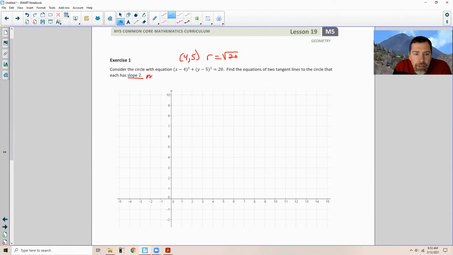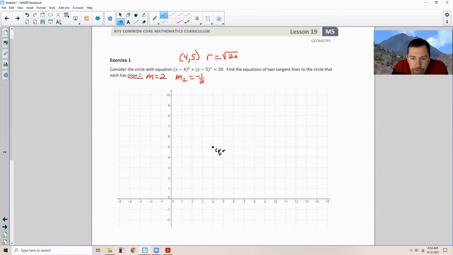So if they have a slope of 2, then the slope of the radii will be perpendicular, so they would have a slope of negative 1/2. Okay, so that's what we're going to do here. The first thing we're going to do is plot the point. So (4, 5), let's use black. (4, 5) is over 4, up 5 right here. There's my center.